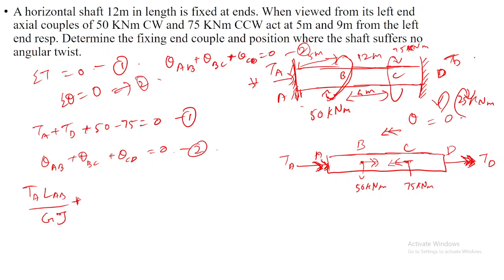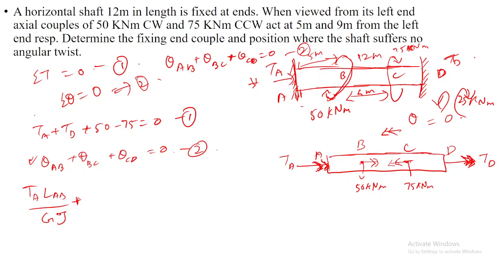Are you asking? Why I'm asking here is, for finding out theta AB, you have to follow the sign convention. For finding out the angle of twist, you have to follow the sign convention. Only then can you get whether theta is towards the clockwise direction or the opposite direction. Based on that only, this total equation will become 0. Otherwise, it won't become 0 if you are not taking the sign convention.